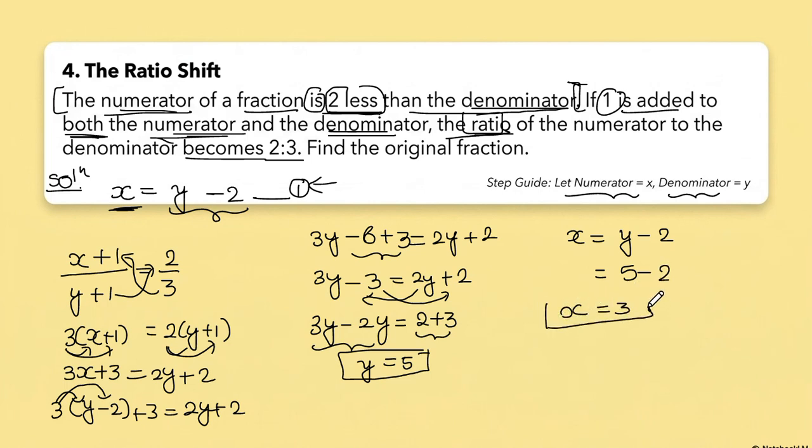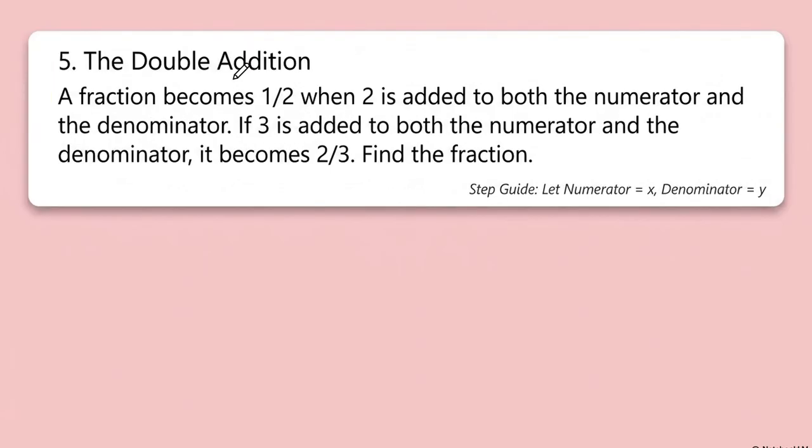Okay, so we got both the values x and y. So the final statement: therefore, the required fraction is equal to x upon y. So x is 3 upon y is nothing but 5. So this is our final answer. Look at the next problem. The next problem, that is on double addition.